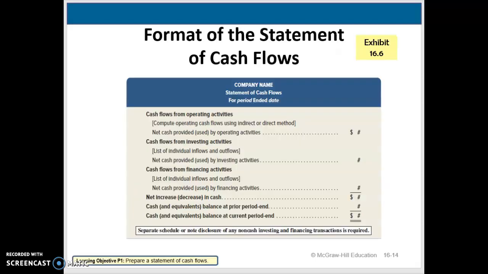So again, we are using something called the indirect method. And again, we're on the formatting for the statement of cash flows. We're going to see operating activities listed first, investing activities, and then financing. We're going to see our net change in cash, whether it's an increase or a decrease. And then we're also going to see what the balance was in the prior period. And that net increase should be the difference between what it was in the prior period and what it is in the current period.